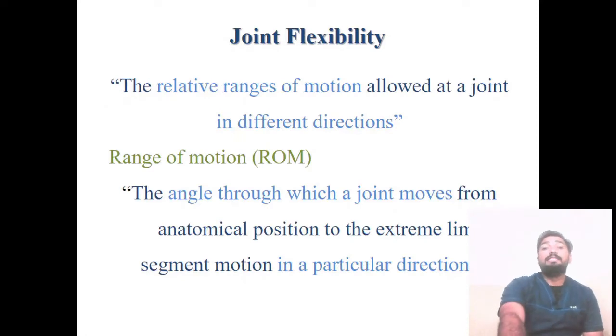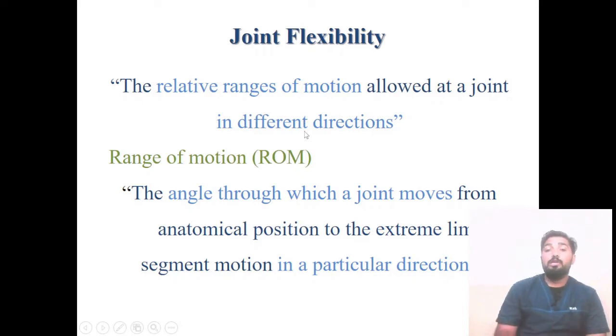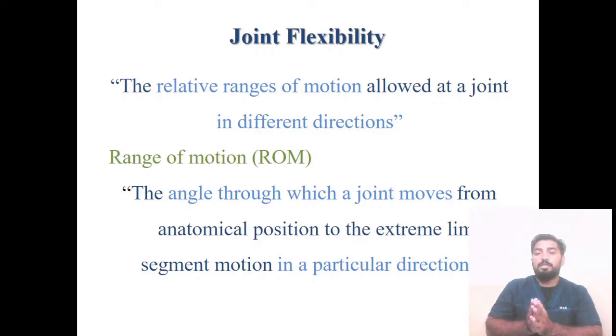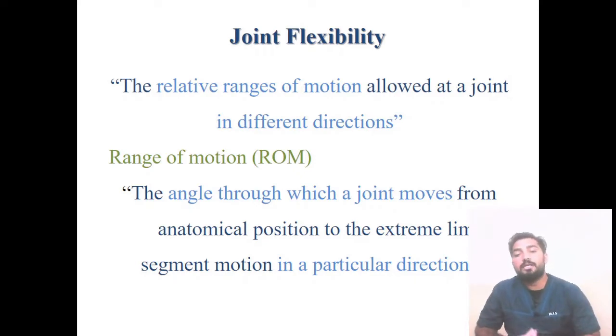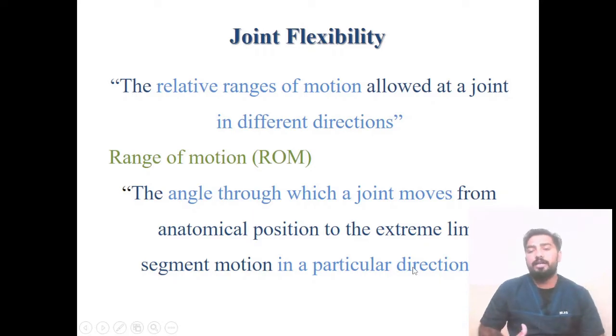Joint flexibility: the relative ranges of motion allowed at a joint in different directions. So the amount of motion in different directions allowed at a joint is the quantitative measure of joint flexibility. In other words, the range of motion that is allowed at a joint. So what is range of motion? The angle through which a joint moves from the anatomical position to the extreme limit of segment motion in a particular direction, where we have to start from the anatomical position.